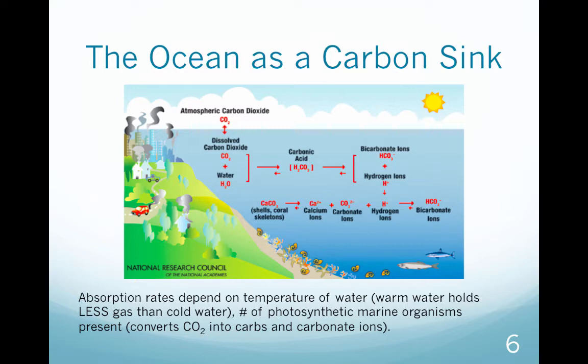So the colder the water is, the more effectively it acts as a carbon sink, a place that holds carbon away from the rest of the cycle. It also depends on the number of photosynthetic marine organisms that are present, because they convert carbon dioxide into carbohydrates and then those carbonate ions. And carbonate is CO3 2-, which you can go ahead and see right here on this slide.